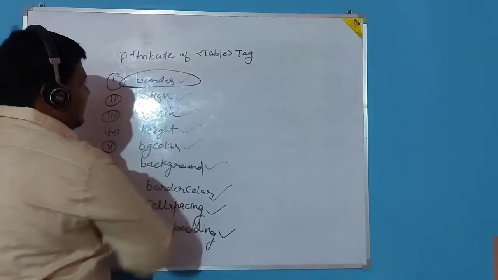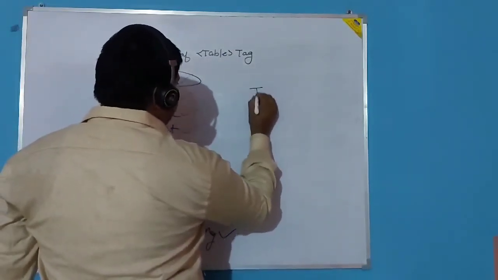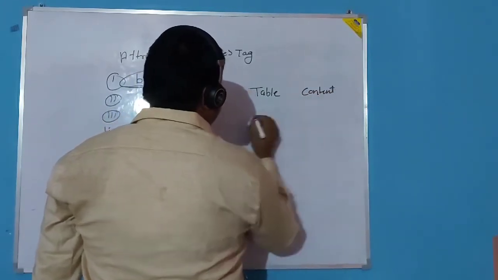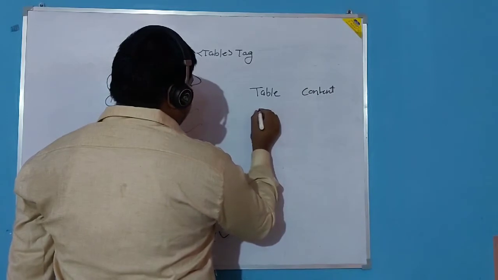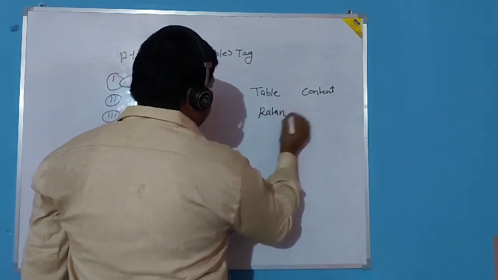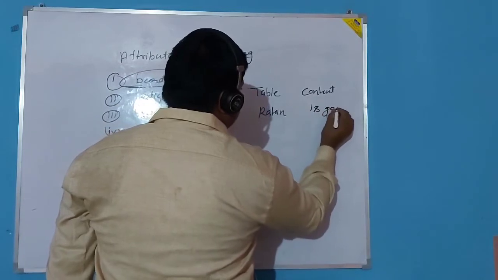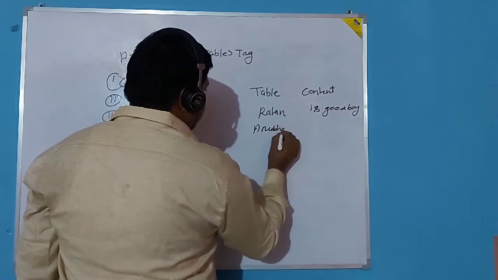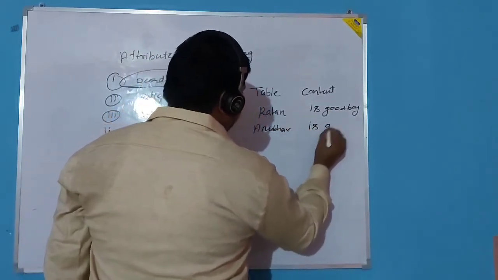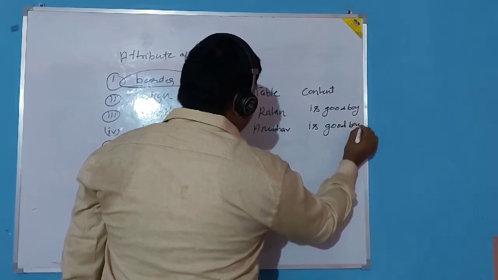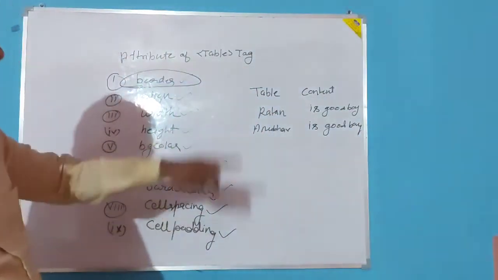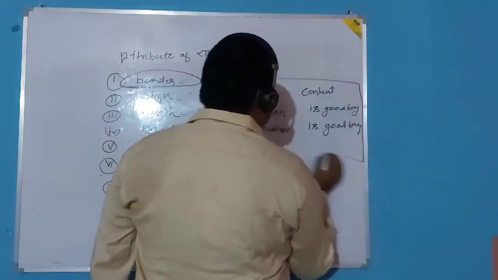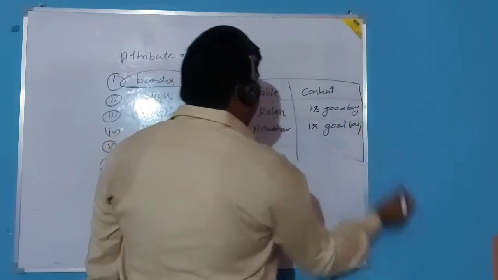The border attribute. By default the table will display like that: table content, name Ratan, content is good boy, Anubhav is good boy. So look here, this is also one type of table. What is the difference is that the border is not displaying, and if it is displaying like that, then it is more clear.